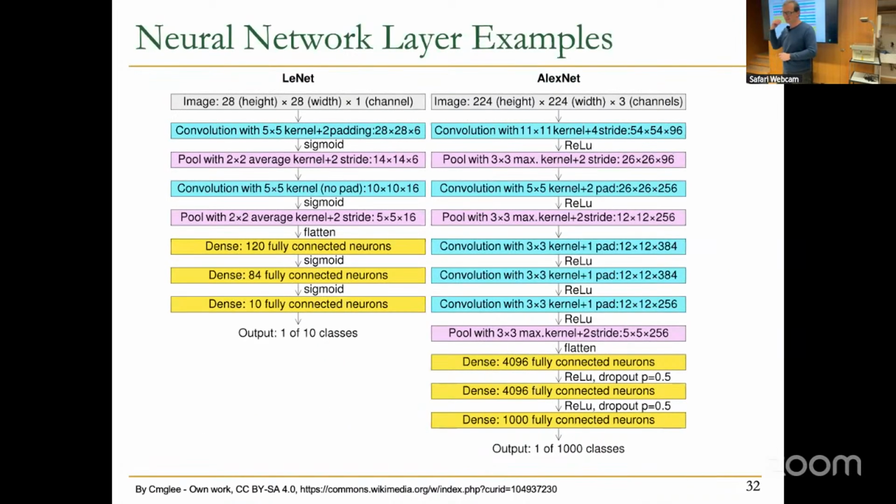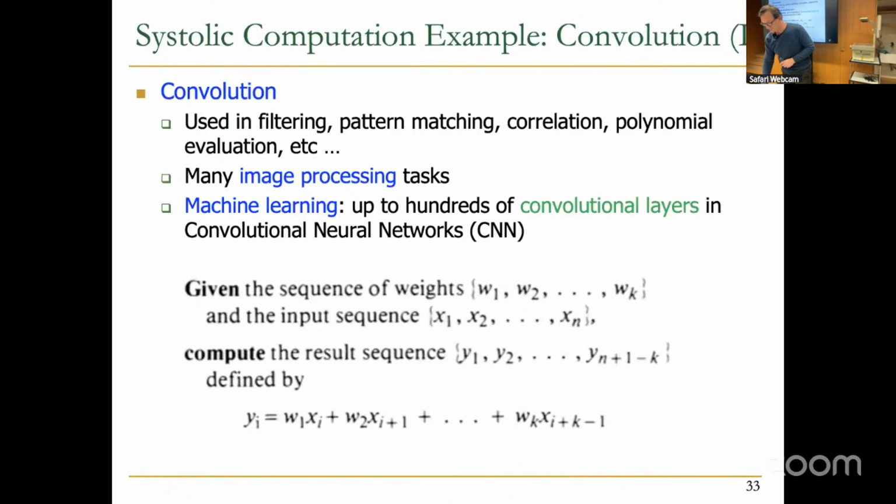Okay, so there's a lot more literature on neural networks, but that's not the purpose of this. But the key thing is there's a lot of convolution happening. The blue layers in these different networks are convolutional layers. So it's an important computation. There are also other computations which we're not going to go through. Okay, so let's take a look at how systolic arrays execute a simple convolution.